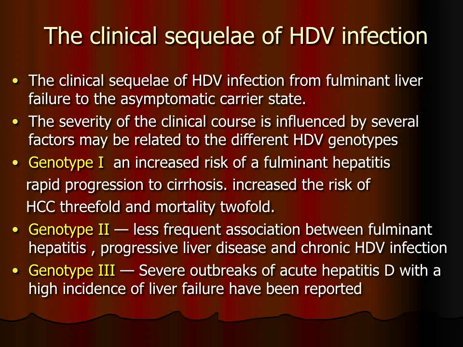Genotype 1 carries an increased risk of fulminant hepatitis, rapid progression to cirrhosis, threefold increased risk of hepatocellular carcinoma, and twofold mortality. But genotype 2 has a less frequent association with fulminant hepatitis and progression to chronic liver disease. For genotype 3, severe outbreaks of acute hepatitis D with a high incidence of liver failure have been reported. Therefore, we can say genotype 1 is the serious one.